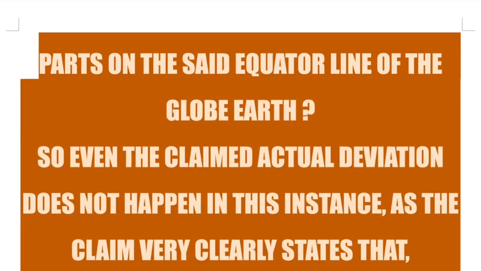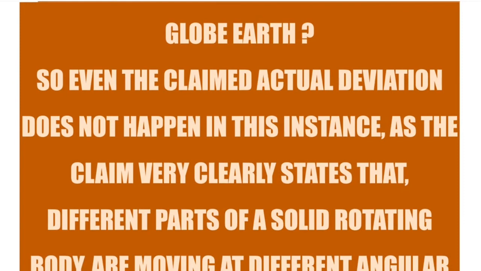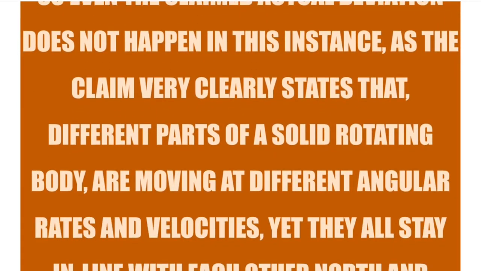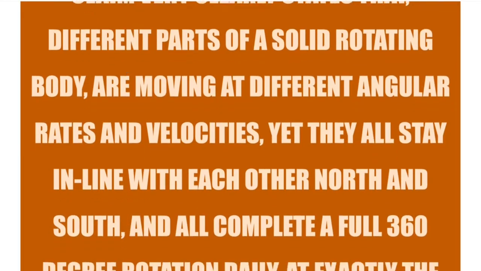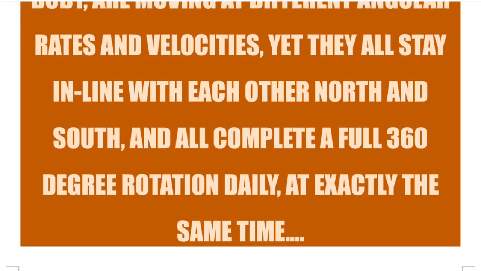So even a claimed actual deviation does not happen in this instance, as the claim very clearly states that different parts of a solid rotating body are moving at different angular rates and velocities, yet they all stay in line with each other, north and south, and all complete a full 360-degree rotation daily at exactly the same time.